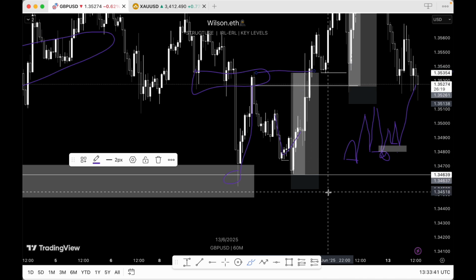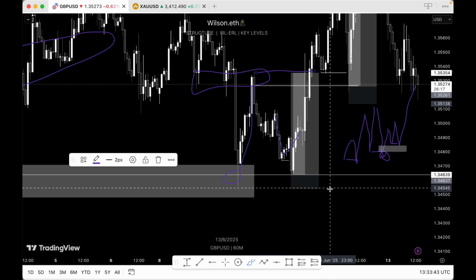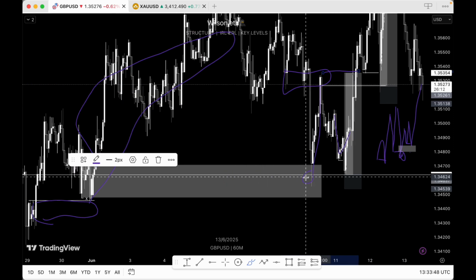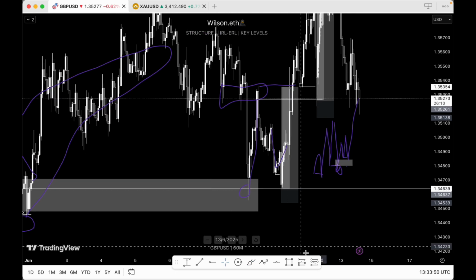So it's literally sweep, break, and just liquidity. Just wait for liquidity to be taken out and you're good to go. Pick your entry, that is all.